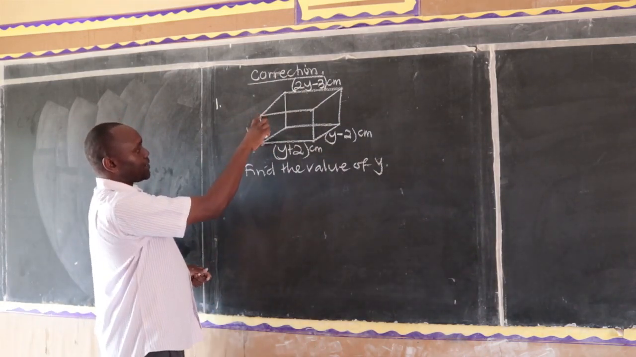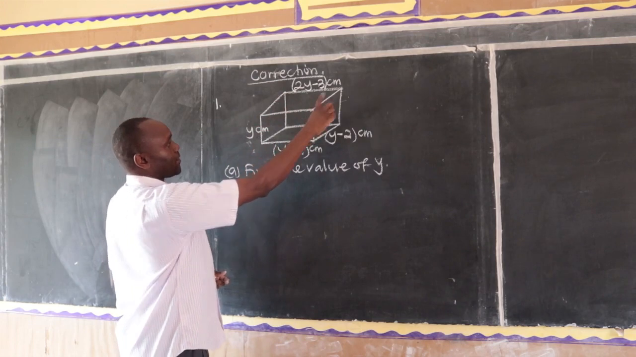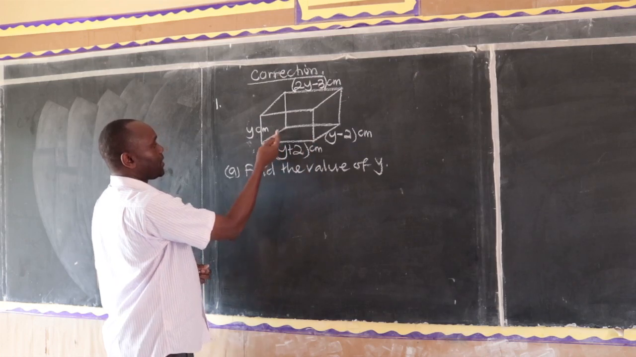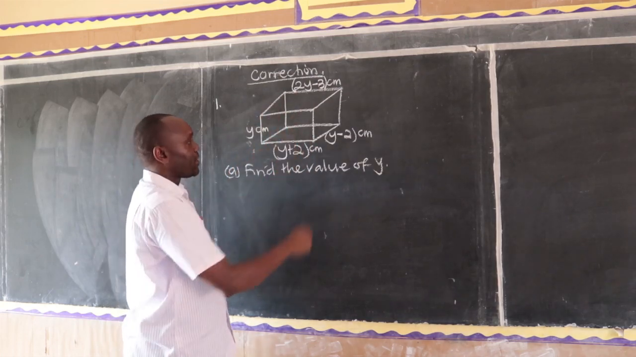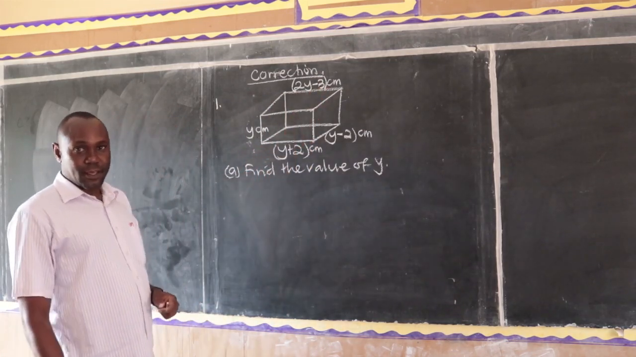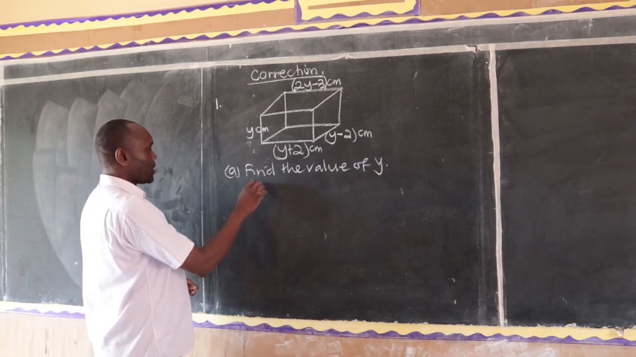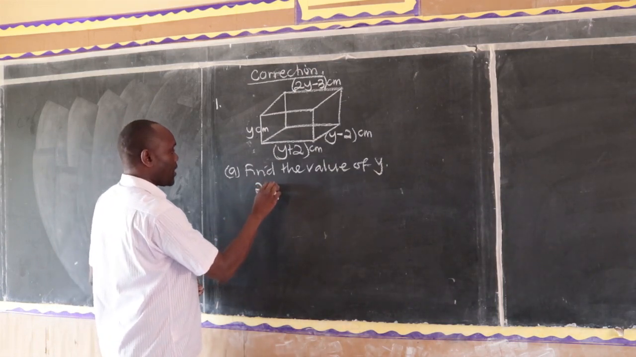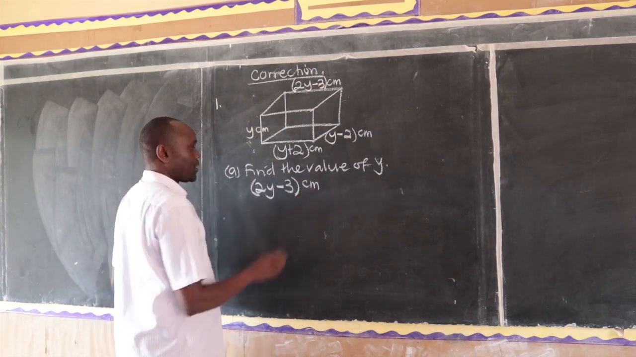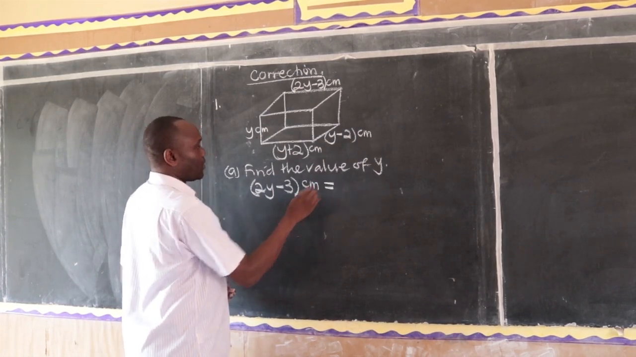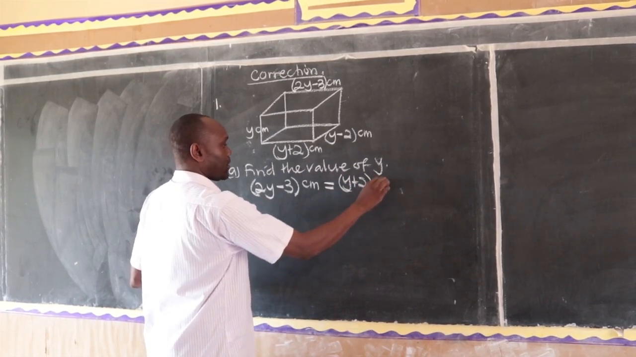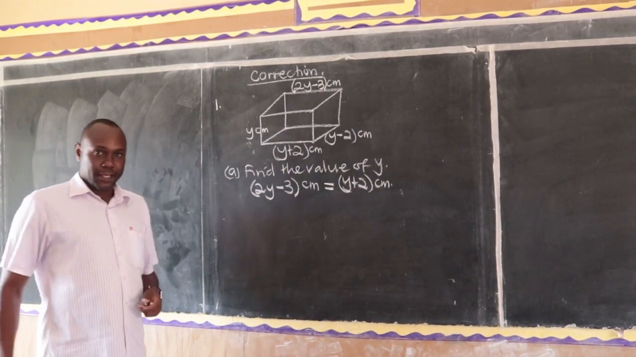So when you look at the height, here there is nothing. When you look at the width, it is also this one, but here there is nothing. So definitely, it is the length to help us form an equation. Therefore, we shall say that (2y minus 3) centimeters will be equal to (y plus 2) centimeters. So we have formed an equation.